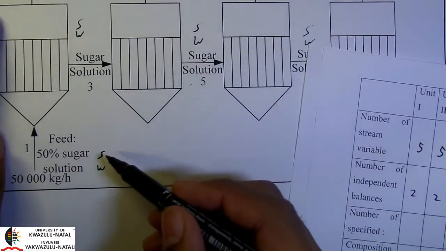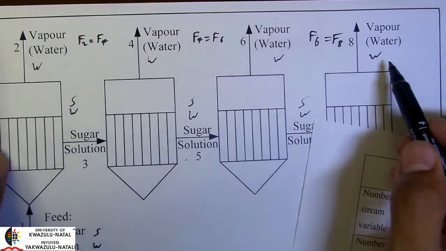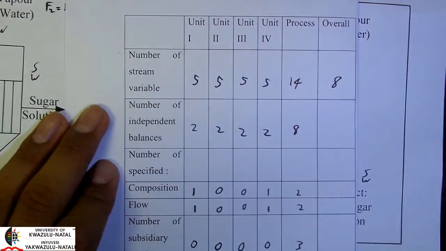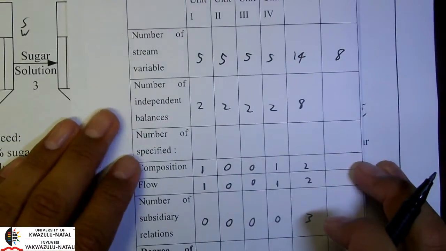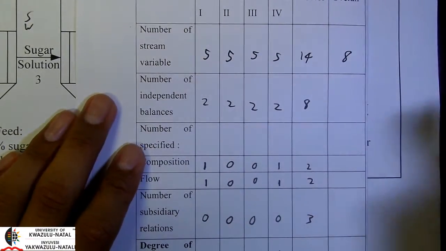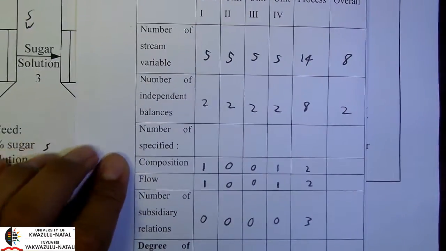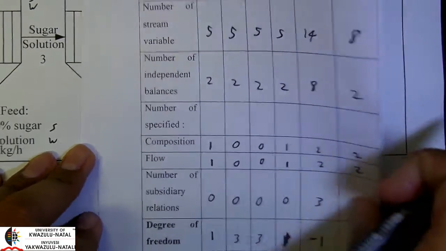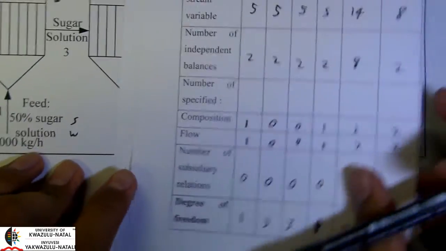We have 1, 2, 3, 4, 5, 6, 7, 8. So 8 variables. We have a maximum of 2 components associated with this entire process, so our maximum is 2. There are 2 specified compositions and flows, okay, for stream 1 and 9, which crosses our overall box.